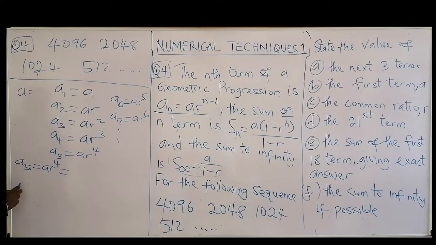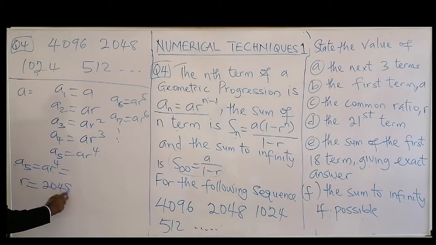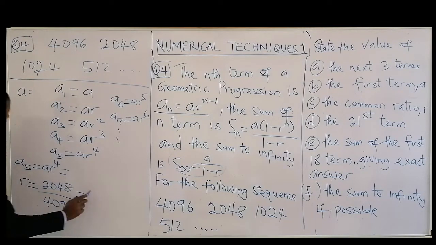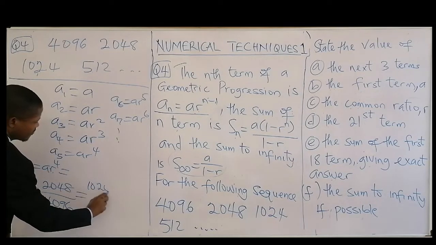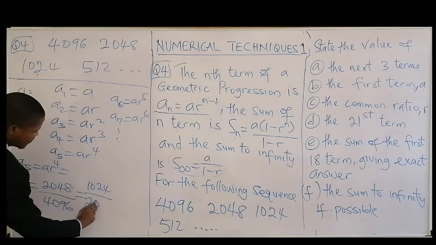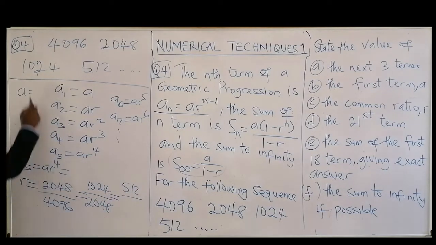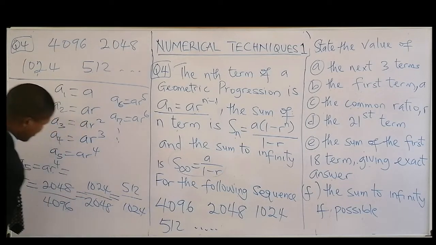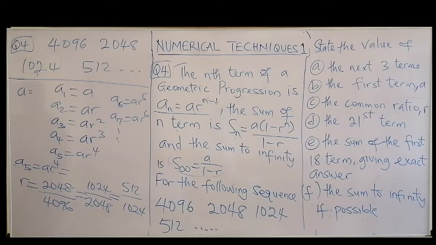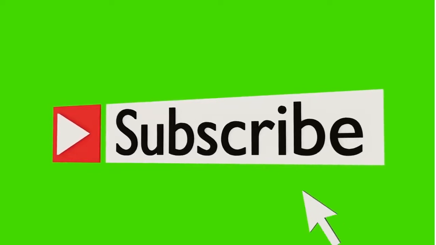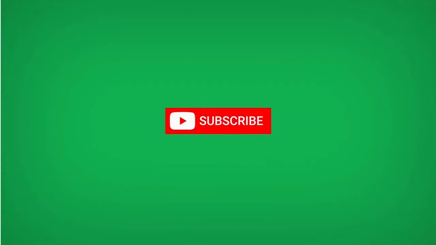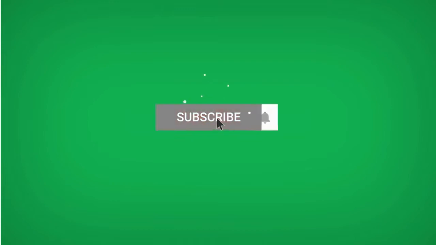Now, do you know the common ratio? Let's get the common ratio. The common ratio is gotten by the second term divided by the first term, which must also be the same as the third term over the second term, which must also be the same as the fourth term over the third term. So do that. I think that will give us a half. That's 1 over 2, 512 over 1024. So the common ratio is 1 over 2. With that now, we can come back here and get the fifth term.